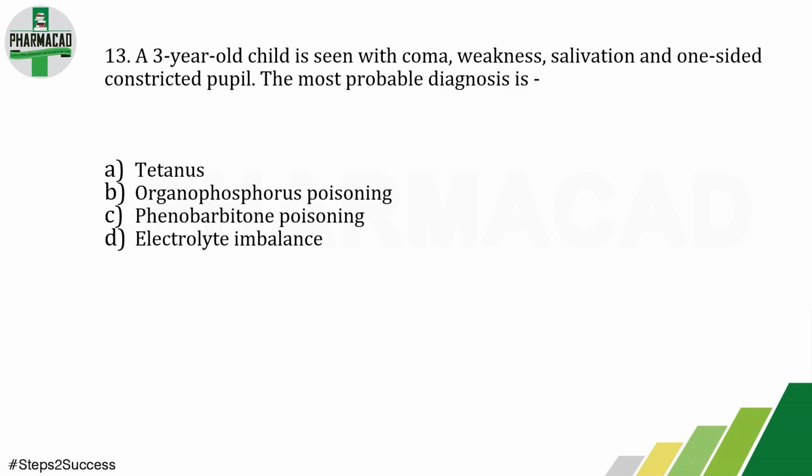Next question: a 3-year-old child is seen with coma, weakness, salivation and a one-sided constricted pupil. This is your keyword, salivation, that is, there is an increase in the release of secretions. The most probable diagnosis is, and the options include tetanus, organophosphorus poisoning, phenobarbital poisoning, or electrolyte imbalance.